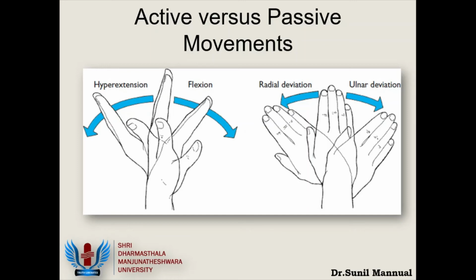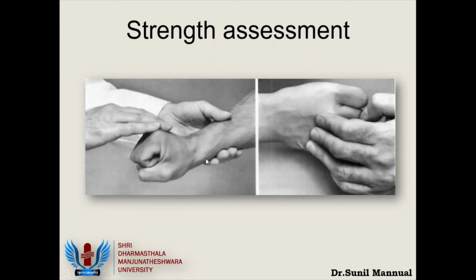Now coming out of the movements, the next thing is the strength assessment. What are the muscles that are powering the movements of the wrist? You had a dorsiflexion, a palmar flexion, an ulnar deviation, and a radial deviation. Therefore, we are going to check the strength of these muscles. Why are we going to check the strength? Because it's part of the neurological examination of the wrist.